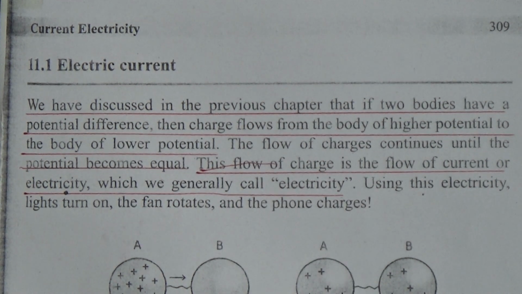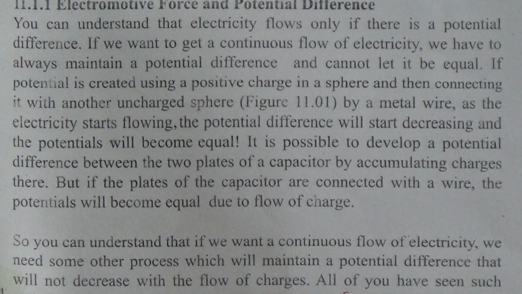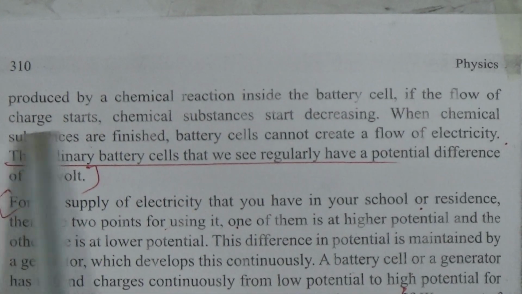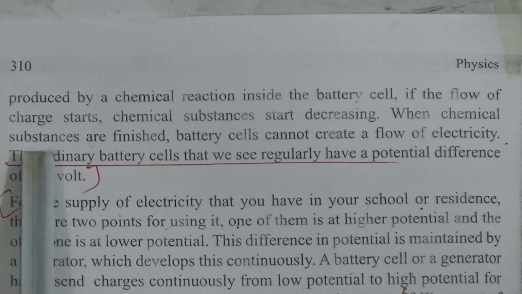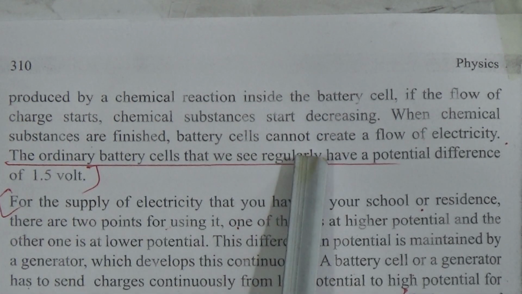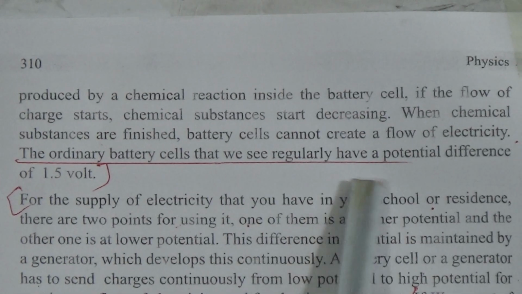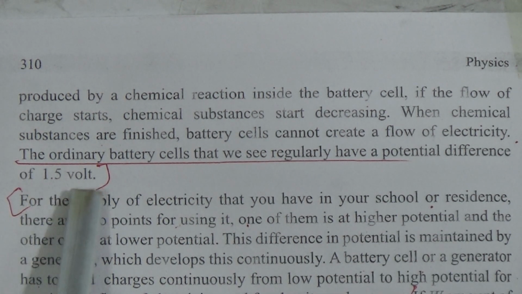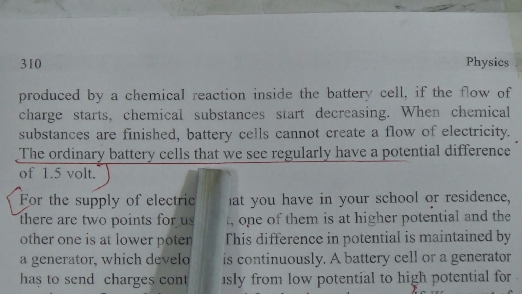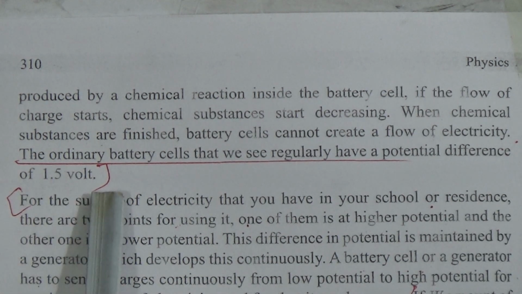My dear students, now come to the next topic, electromotive force and potential difference. Potential difference is produced by a chemical reaction inside the battery cell. If the flow of charge starts, chemical substances start decreasing. When chemical substances are finished, battery cells cannot create a flow of electricity. The ordinary battery cells that we see regularly have a potential difference of 1.5 volt.